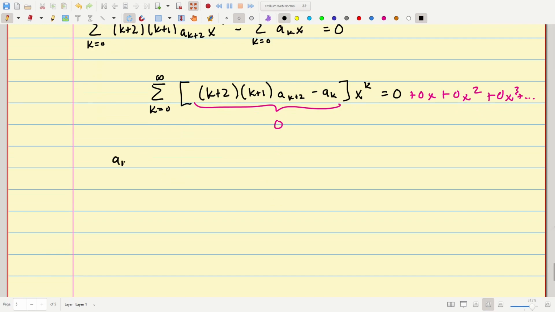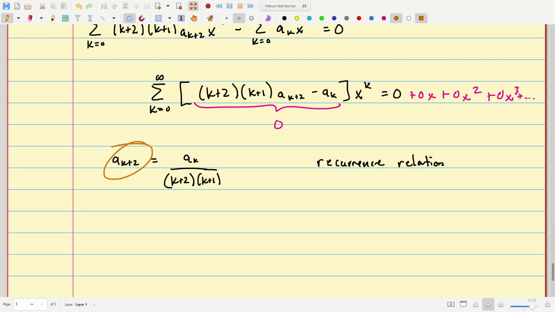And if that's true for every single value, what it allows me to do is write down this expression, which gives me a relationship: set it equal to 0 and solve for a sub k plus 2. This is known as a recurrence relation. And this recurrence relation allows me to determine the value of later coefficients based on the value of previous ones.